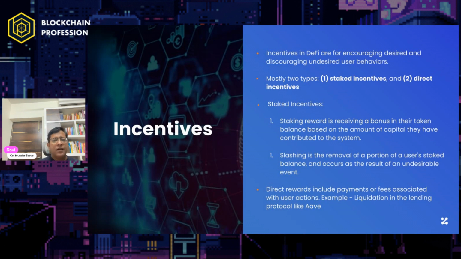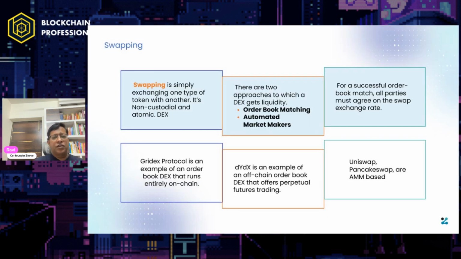Then we have swapping. The classic swapping that we see is the decentralized exchange. As we see, there's a history. There's order book matching. That's how decentralized exchanges initially started, very similar to centralized exchanges, but here there's an on-chain or off-chain decentralized order book.